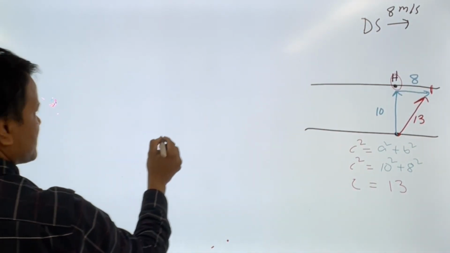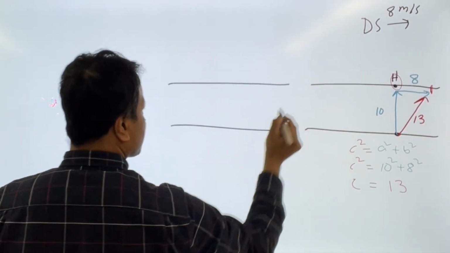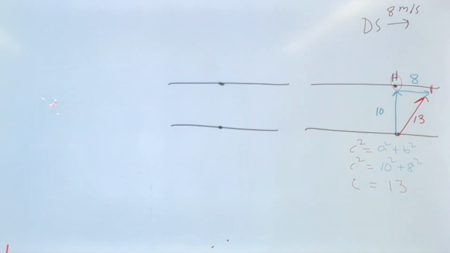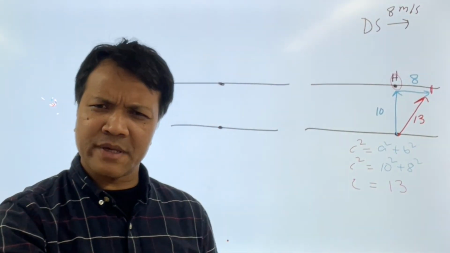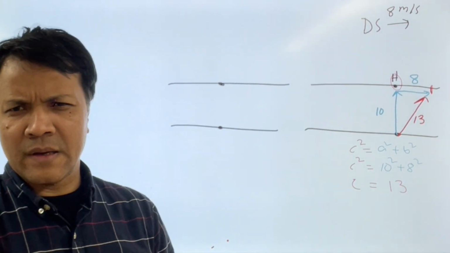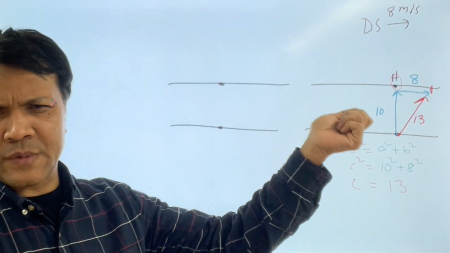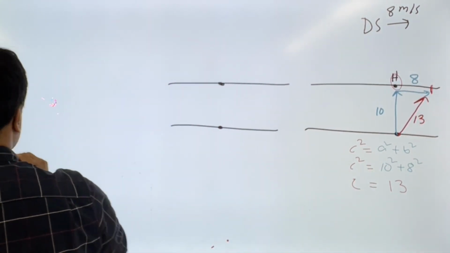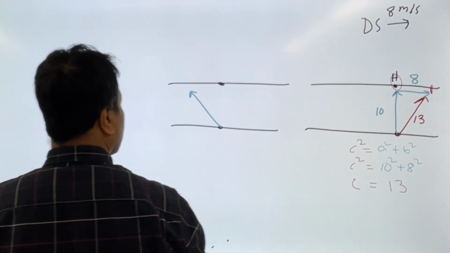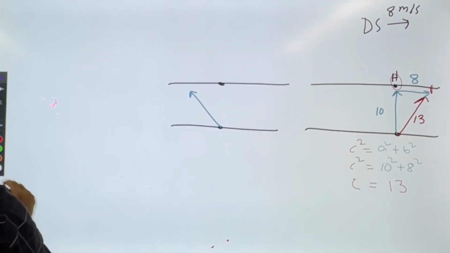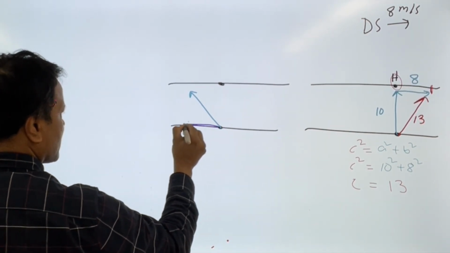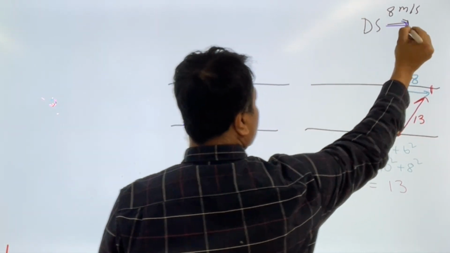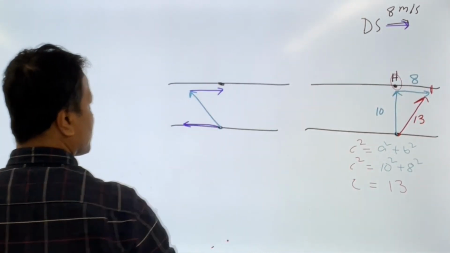he changes his strategy. Instead of moving with a straight line, now he wants to move upstream so that the x component of his swimming will be cancelled with the x component of the current in the river. So now he moves this direction, right? And the x component of his swimming would be cancelled with the x component with the water in the river, right?